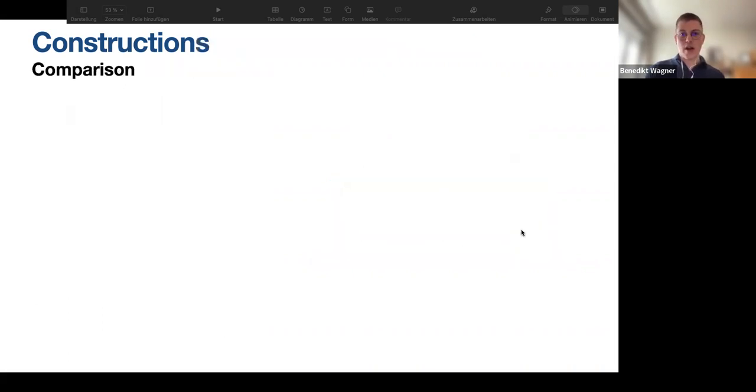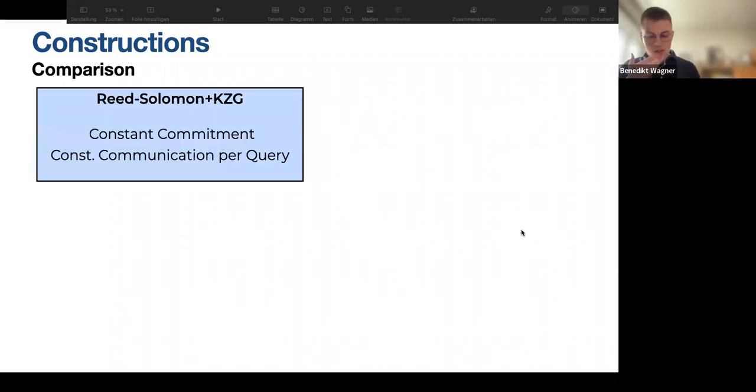Okay, so that's our hash-based construction. And before I want to wrap up, I'd like to compare these constructions and tell you the trade-offs that we have here. So we have seen this Reed-Solomon plus KZG construction. And here the real advantage is that the commitment is constant size. It's just one group element independent of the data size. And also the same holds true for the communication complexity per query. So if you query, then you get one field element, and one opening. So that's also independent of the data size.